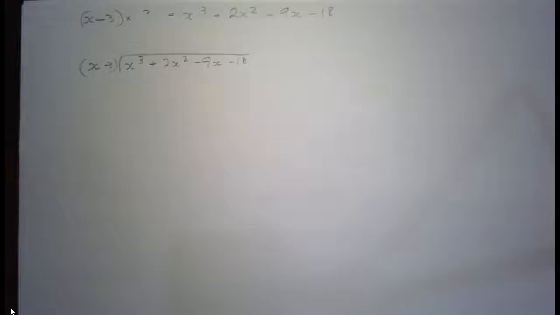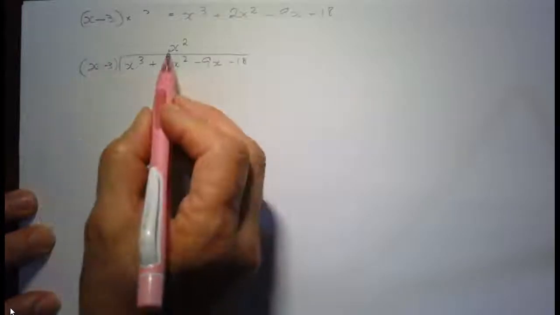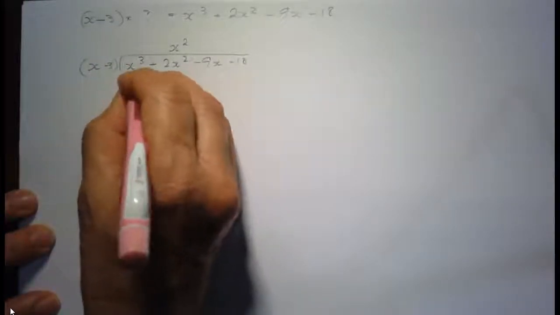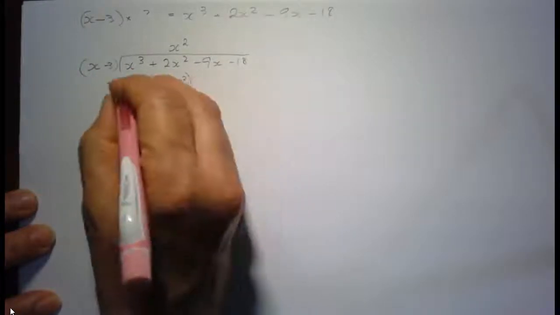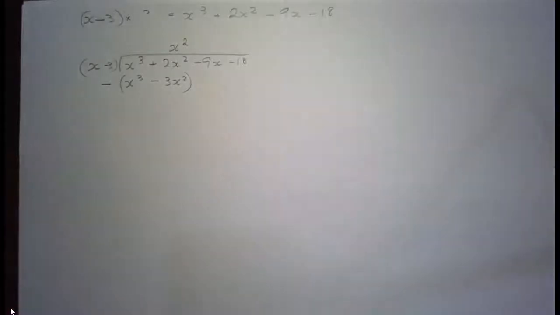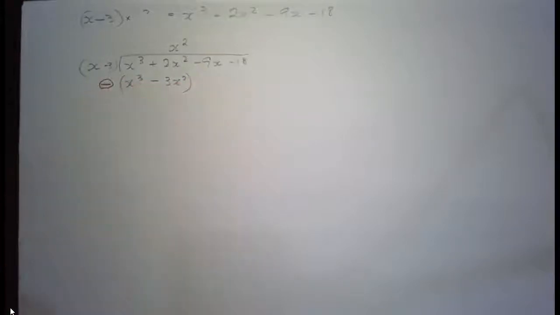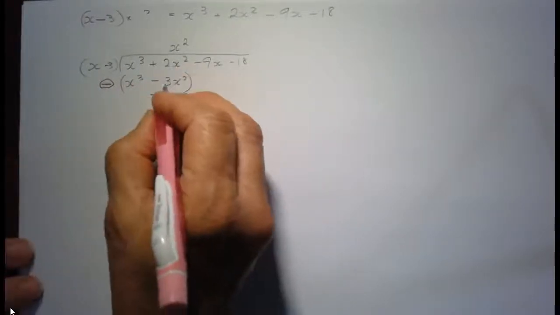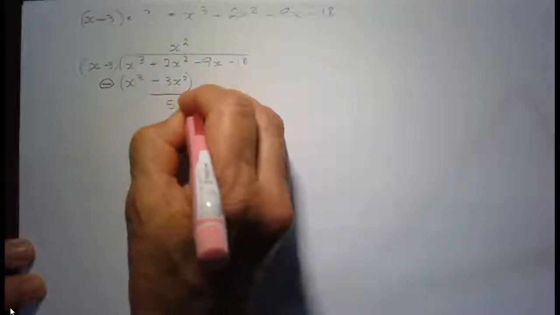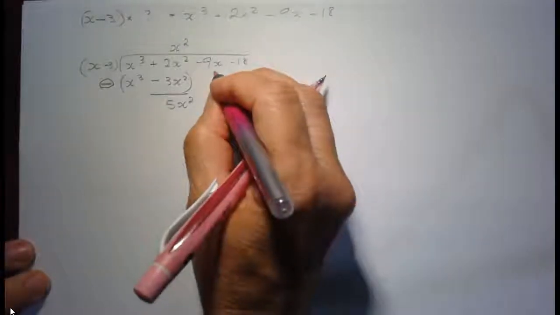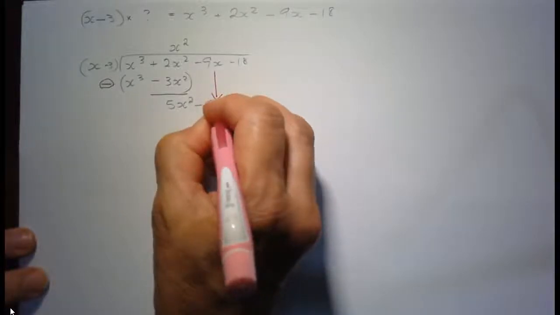And the answer for that is x squared. So now I'm just going to multiply x squared by both those terms there. x squared times x is x cubed. x squared times negative 3 is minus 3x squared. I'm going to take that away. Now be careful here because I'm going to be taking away a negative. So 2x squared minus negative 3x squared gives me 5x squared. Just as before, I'm now going to bring down my 9x. So I've got 5x squared minus 9x.